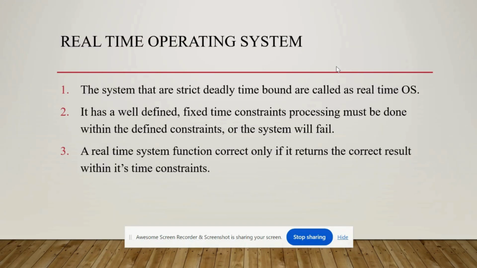Now coming to the last one, that is real-time operating system. The systems that are strictly time-bound are called real-time operating systems. It has a well-defined fixed time constraint. Processing must be done within the defined constraint or the system will fail. A real-time system functions correctly only if it returns the correct result within its time constraints.